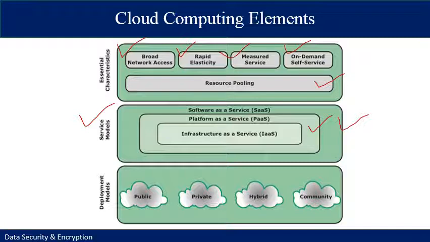This capability provided to the consumer is to deploy onto cloud infrastructure consumer created or acquired applications created using the programming languages and tools supported by the provider. Platform as a service often provides middleware style services such as databases and component services for use by applications. In fact, platform as a service serves as an operating system in the cloud.